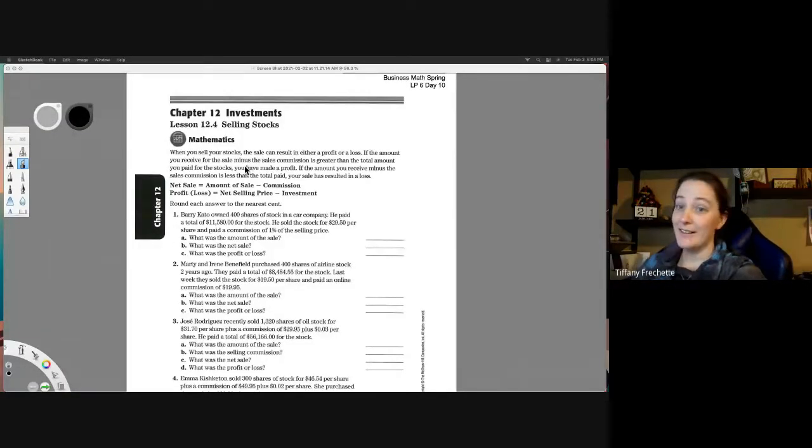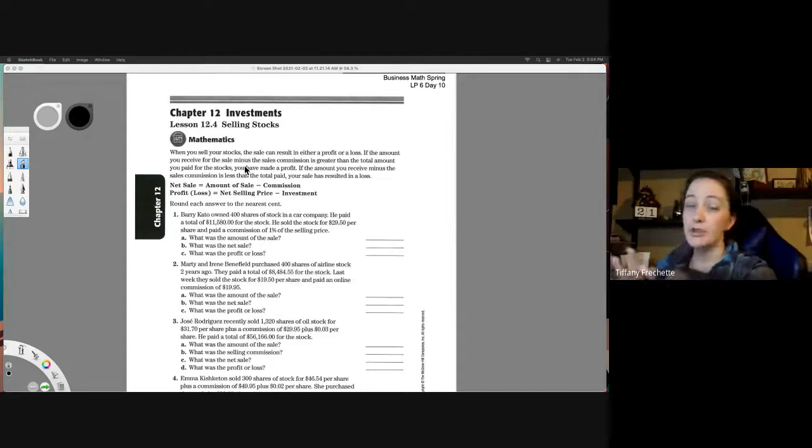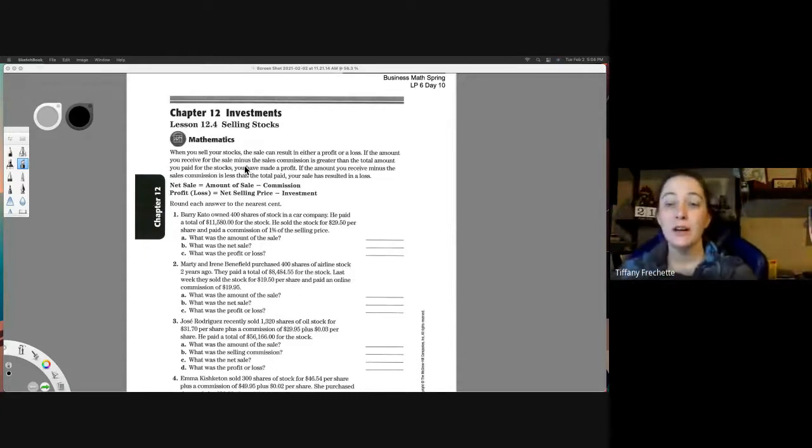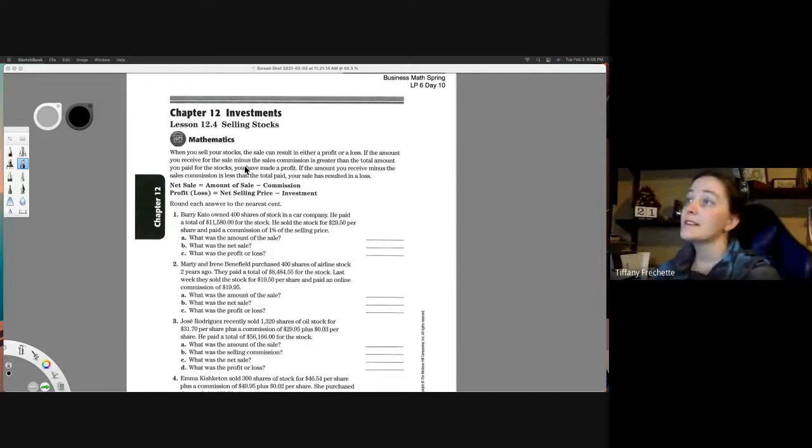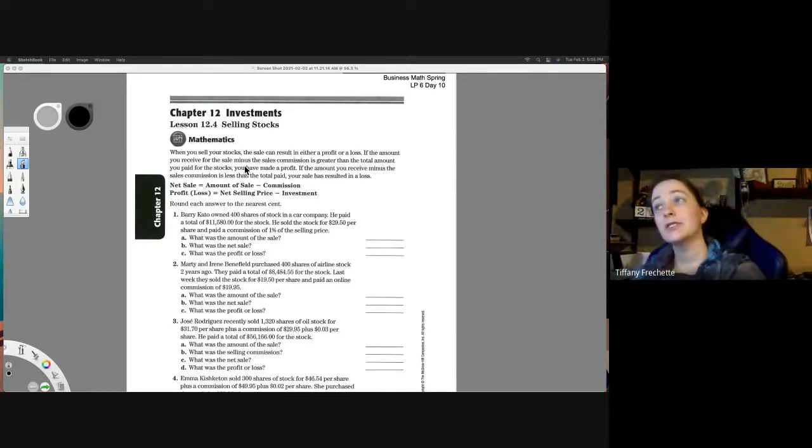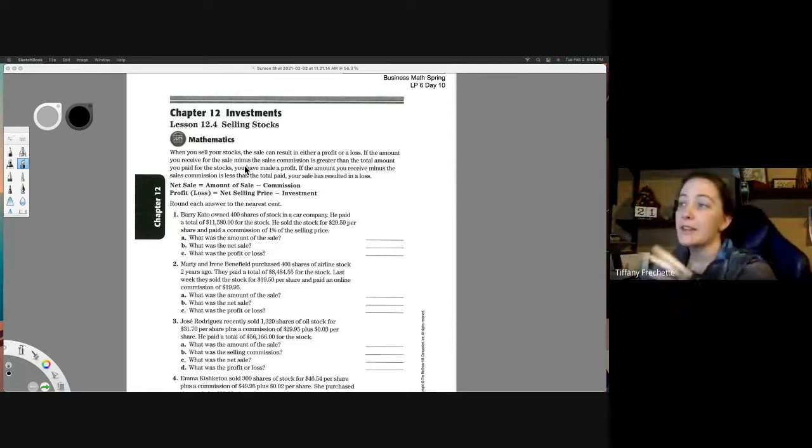All right, we are in chapter 12 for business math right now, which is investments. We're on section 4, so chapter 12, section 4, selling stocks. So section 3 was about buying stocks. Now we're going to talk about selling stocks. They still have to do with each other because you bought them originally.